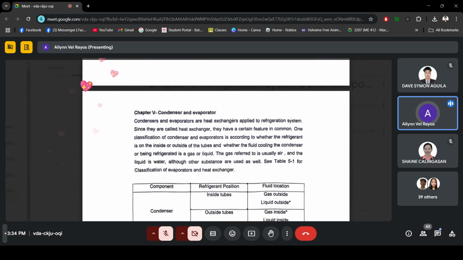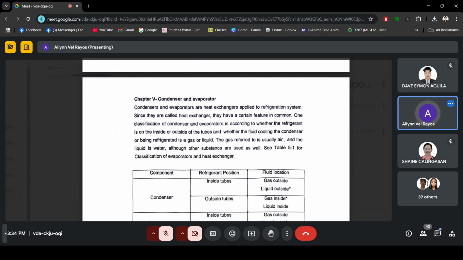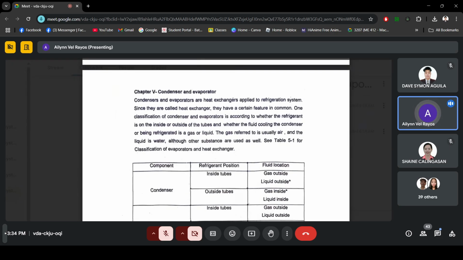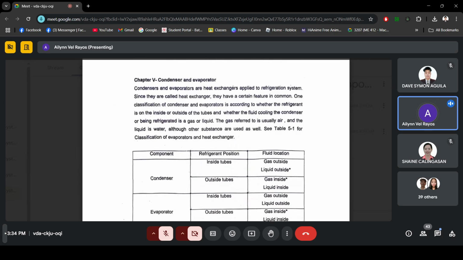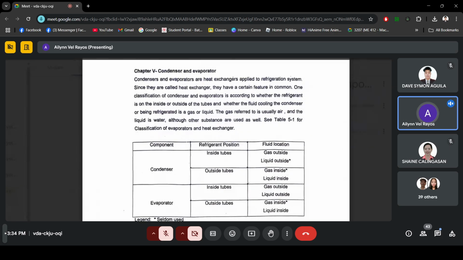Okay, and then the last part of our discussion is the heat exchanger. So meron akong video about this heat exchanger, pero hindi na natin siya papanoodin ngayon, no? So I will leave that to you to watch. So condensers and evaporators are heat exchangers applied to refrigeration system. So the calculations of these heat exchangers, kaya yan ay karugtong ng heat transfer, di ba yung ating subject. So yung mga computations of heat exchangers was discussed on the previous semester sa subject ng heat transfer. So since they are called heat exchanger, they have a certain feature in common.